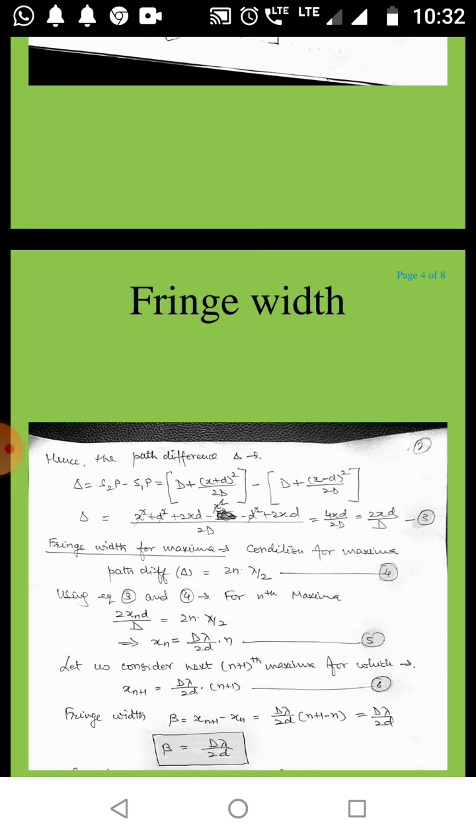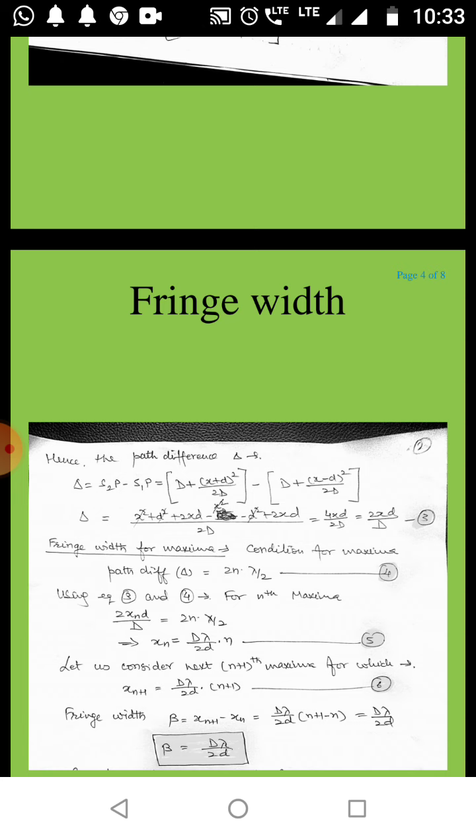Fringe width for maxima. Condition for maxima: we know that for maxima, path difference should always be equal to 2n into lambda by 2. Therefore, using equation 3, for the condition of nth maxima, we will get 2xn d upon capital D is equal to 2n into lambda by 2, or xn is equal to D lambda upon 2d into n. Say this is equation number 5. This xn distance is the distance of the nth maxima from the center.